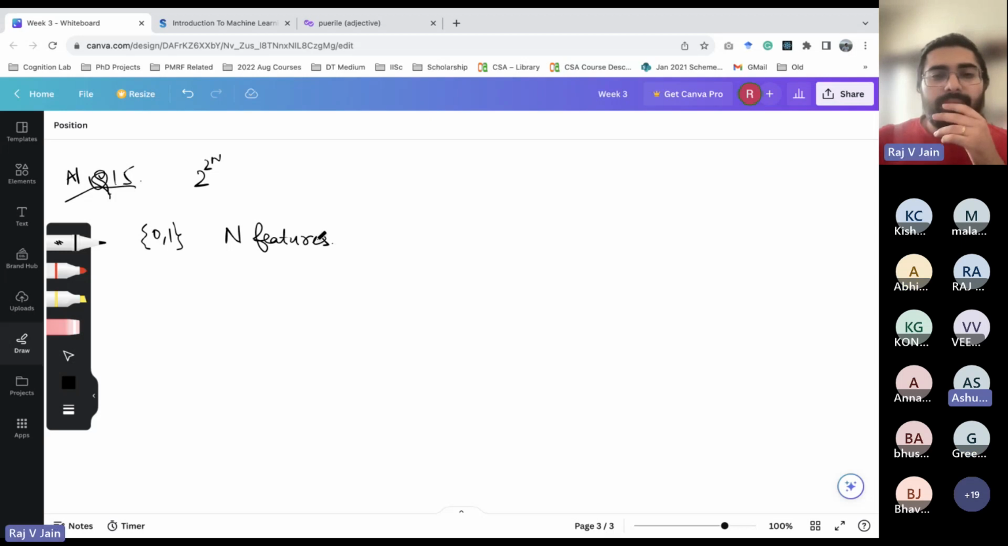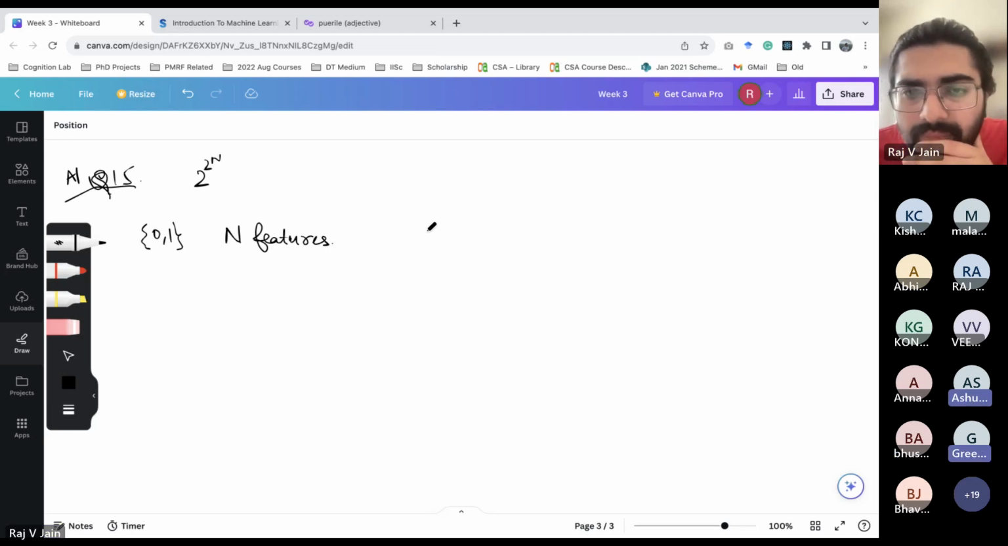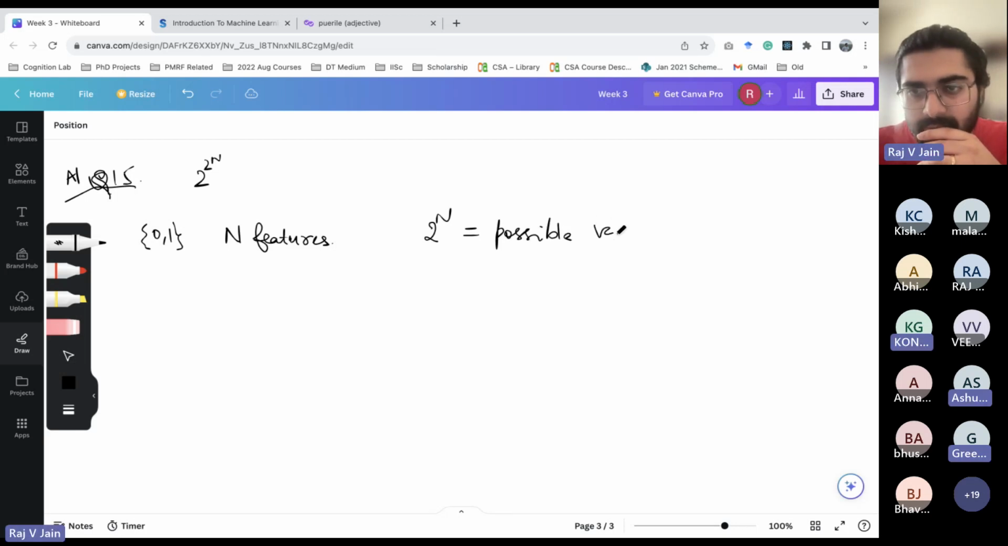Each feature can take 2 values, either true or false. So the total number of permutations that will be possible is 2 to the power of n. 2 to the power of n is the possible permutations of the input data with the binary. And the base is binary, so 0, 1. So that is 2 to the power n.